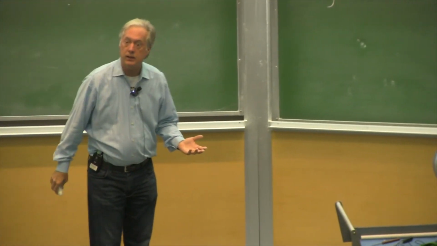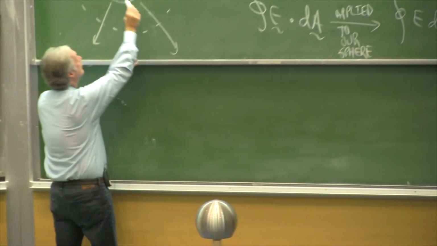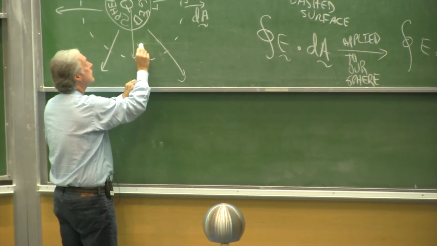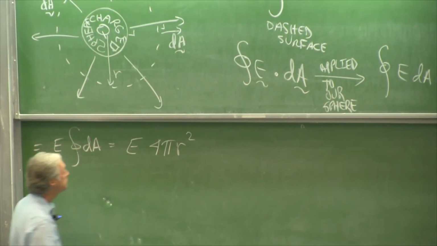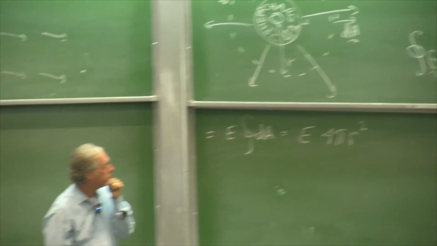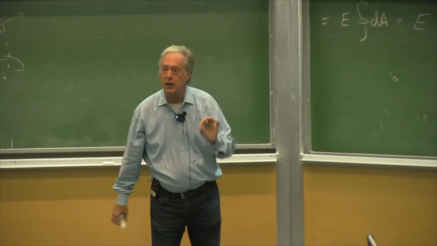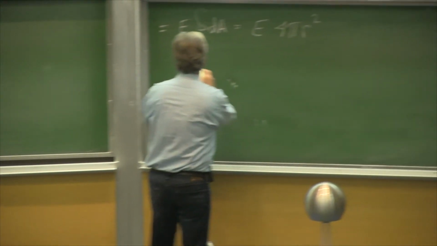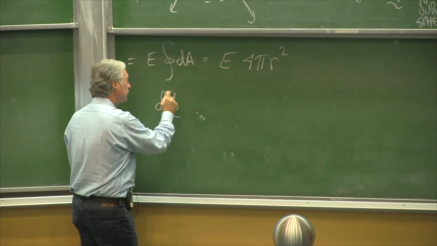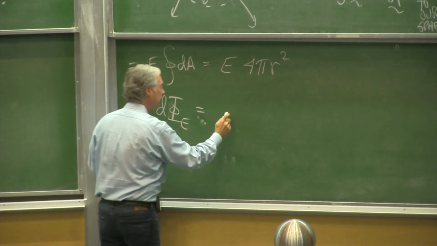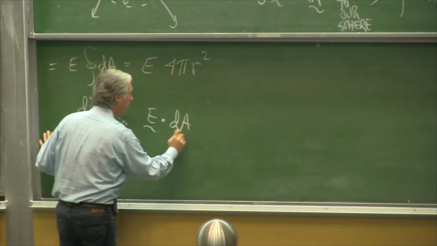And what's the r? That's the radius of our imaginary surface. Going out here, that's this guy. That's how much electric flux is there. So the incremental electric flux is E dot dA.